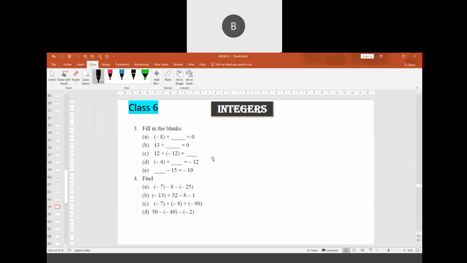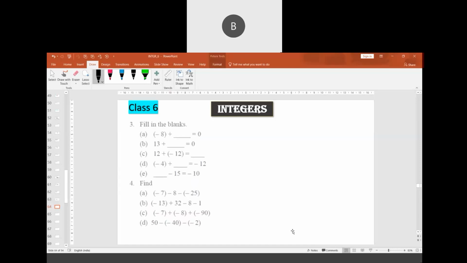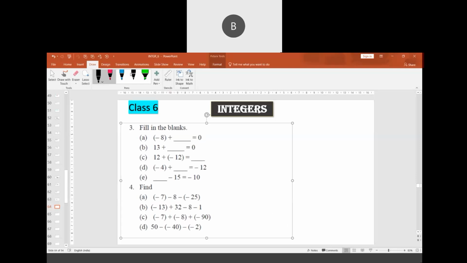Two more questions are there in that exercise. Again, we need to fill in the blank. First one is 8. Second one is minus 13. Third one is 0. Second one is minus 8. This is 8 minus minus 0, minus 8. This will be plus 5.